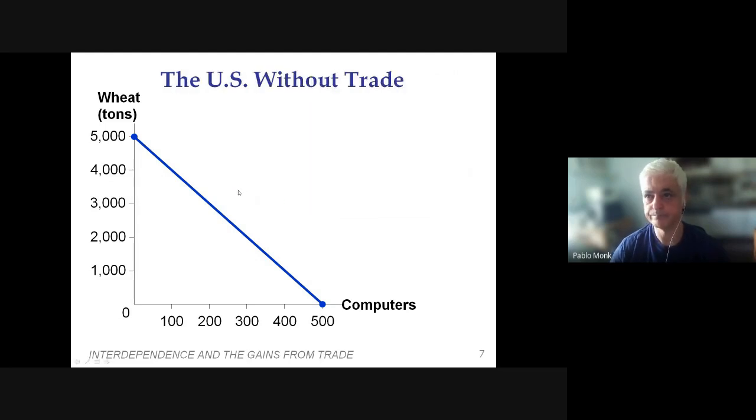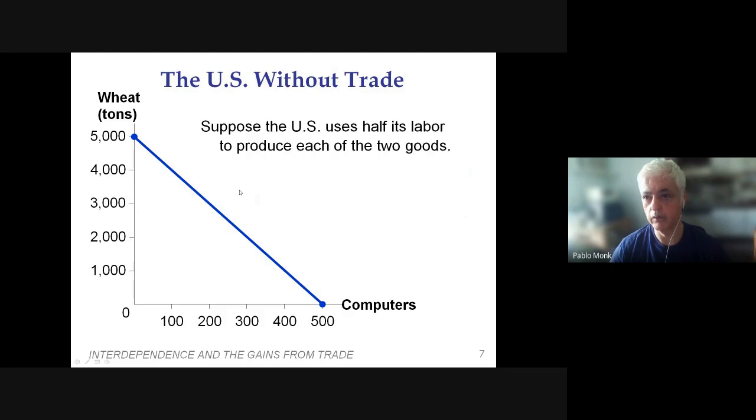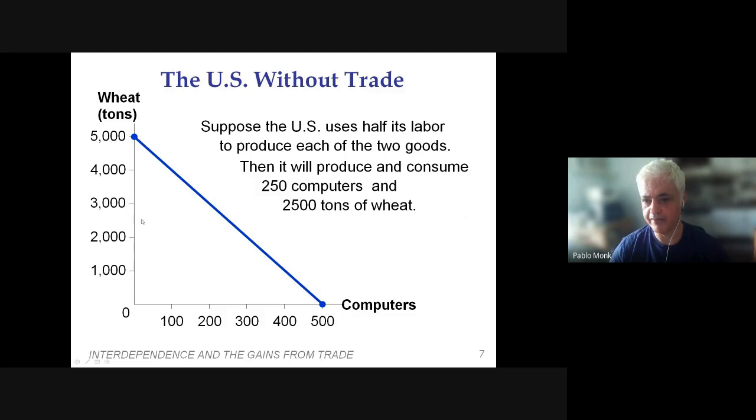Okay, great. So without trade, what does that mean? We, the US, I'm sorry, I'm American, so I can say we. The US could use half of its labor to produce each of two goods. So they could be like, okay, we're going to find this point right here, and we're going to make 2,500 tons of wheat and 250 computers, and we could be right here. Boom, right? That's one choice.